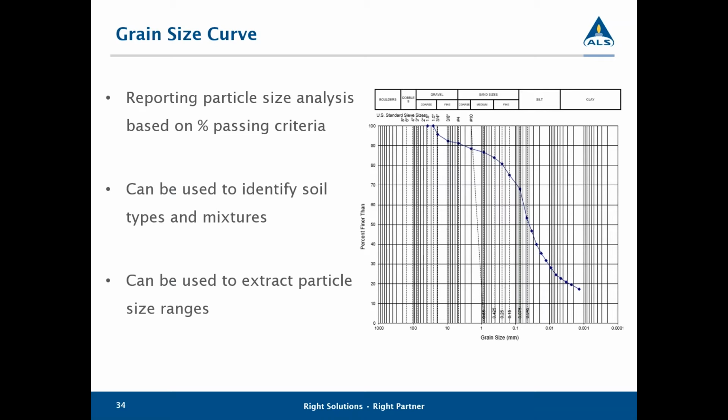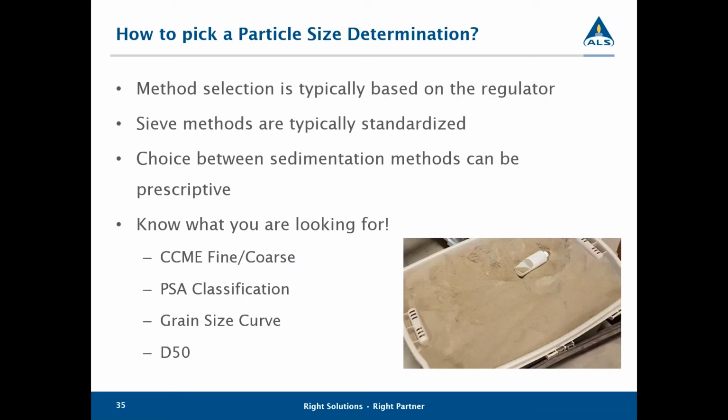So how do you pick what type of particle size determination you need? Method selection is key and is based off of the regulator that is being used. The sieve analysis is typically standardized across the different methods. So if you need to use a specific sieve stack, it doesn't matter if the regulator wants a pipette method, a hydrometer method, or a different type of method. The sieves are standardized and they're typically going to be based off of the meshes, which are controlled through ASTM or Tyler meshes. The choice between sedimentation methods can be prescriptive, so we need to know what you're looking for.